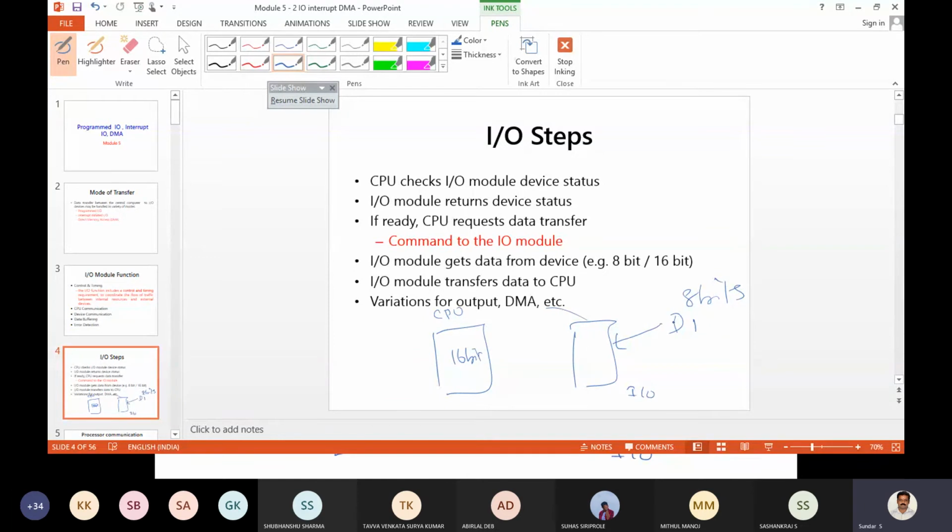This IO module will collect two 8-bit data, then the two 8-bit data will be transferred to the CPU, because the CPU can understand only 16 bits. So in that case, the IO module will have that provision. The IO module has more intelligence, so accordingly the cost of the interface will be high. The IO module can also accumulate the data and send it to the CPU.